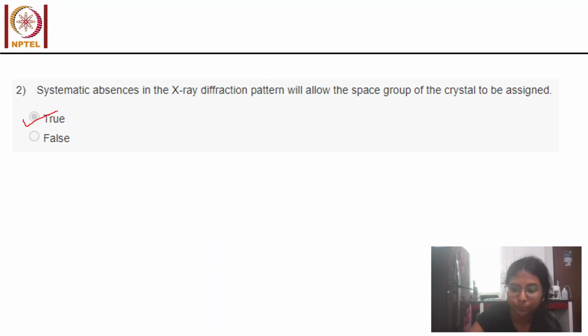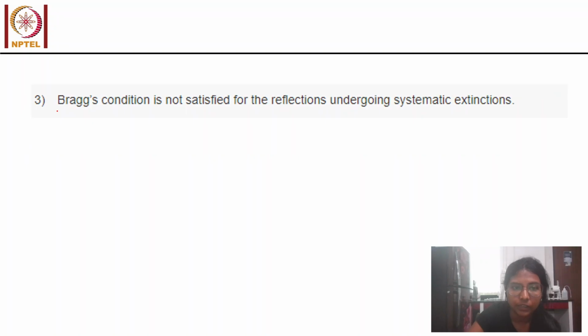Then the next statement: Bragg's condition is not satisfied for the reflections undergoing systematic extinction.